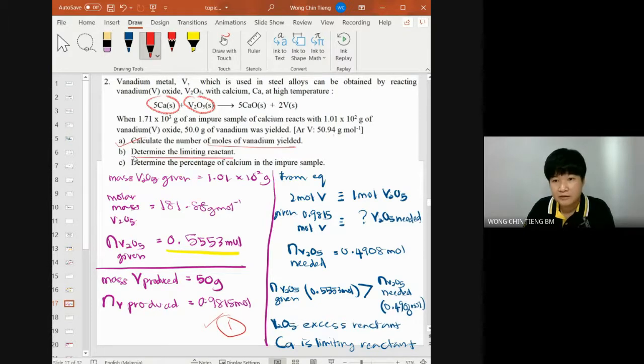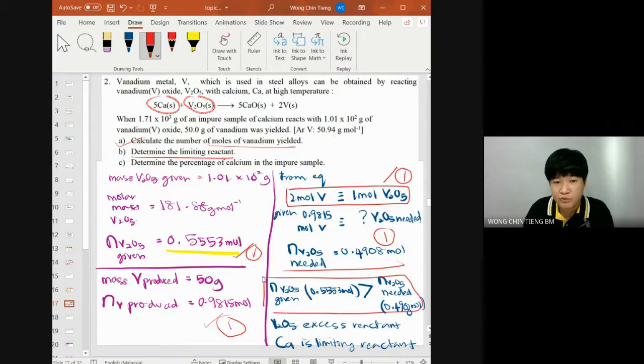Determine the limiting reactant. To determine the limiting reactant, you need to find the mole of vanadium oxide given. One mark. This statement: 2 mole of vanadium react with 1 mole of vanadium oxide. 1 mark. Mole of vanadium oxide needed. 1 mark. This sentence is one of the sentences you like to leave out. This sentence, 1 mark. Without this sentence, your answer is not logical. You cannot directly get who the limiting reactant is.